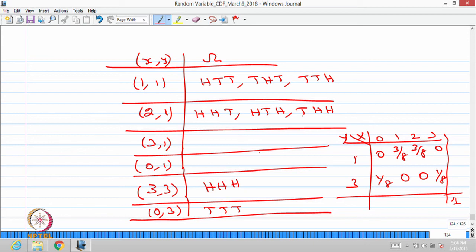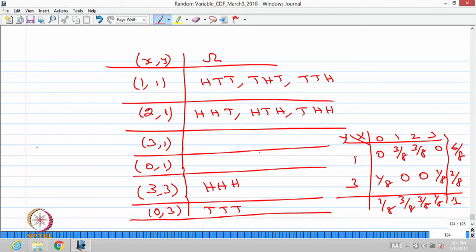If you make a row sum or column sum, you will get the marginal distribution, and if you add those values, again you will get 1. So it's 0 plus 1 by 8, 1 by 8, 3 by 8, 3 by 8, 1 by 8. If you add all these values, it's going to be 1. Similarly, if you add 3 by 8 plus 3 by 8, that is 6 by 8, 1 by 8 plus 0 plus 1 by 8, that is 2 by 8. So if you add 6 by 8 plus 2 by 8, you are getting 1.